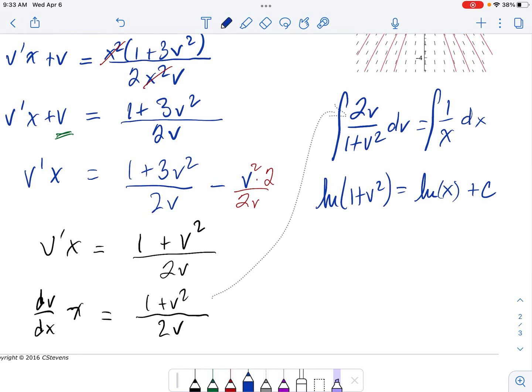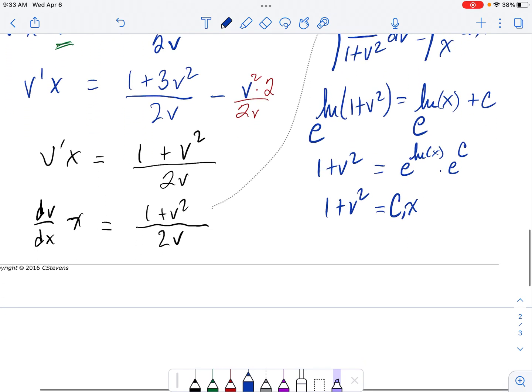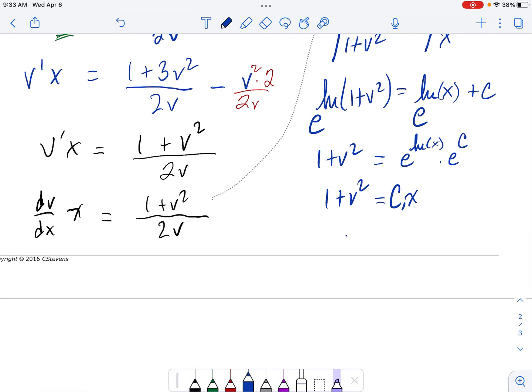From here, I'm going to take the exponential of each side. That leaves me with 1 plus v squared on the left. On the right, I can rewrite that as e to the natural log of x times e to the c. So on the right, the first term really is just x, and the second term, e to a constant, is still a constant. So I'm going to put that as a c1 out front of the x, and I get 1 plus v squared equals c1 x. A couple more steps and we have solved for v. What we would need to do is subtract a 1, so c1 x minus 1.